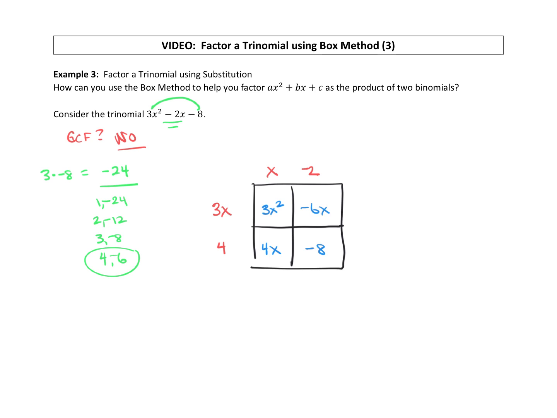All right, so now we can put together our binomial factors. One of them will be 3x plus 4, because that was a positive 4, and the other one is x minus 2. And that is our factored form.